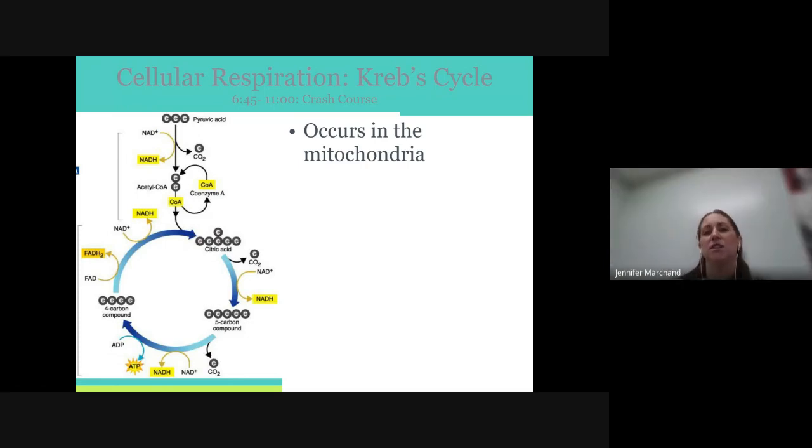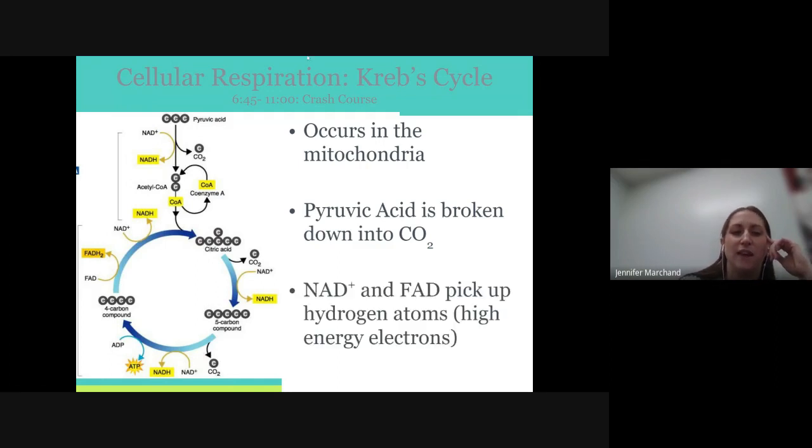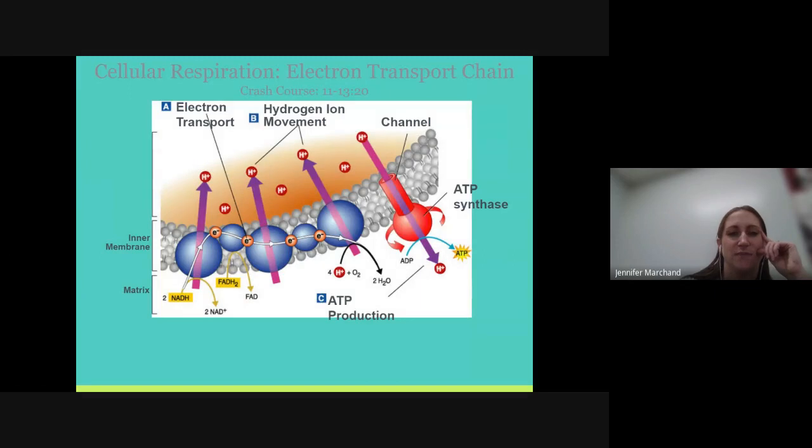What happens there is it's going to occur in the mitochondria. The pyruvic acid is going to get broken down into CO2, okay? And then the NAD+ and the FAD are going to pick up hydrogen atoms, which are very high energy electrons. Okay, then from there, through the Krebs cycle, it's going to go through the electron transport chain. Okay, so this is the process where we talked about the different channels and the energy flowing in and out of the cell wall.